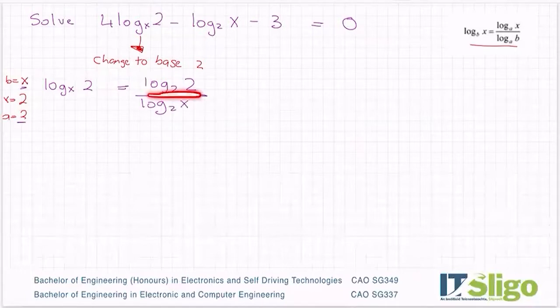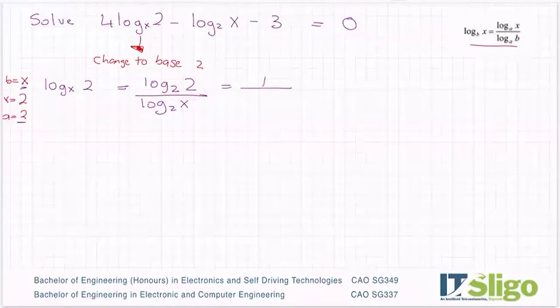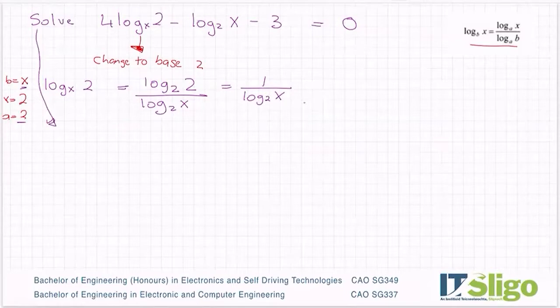Log to the base 2 of 2, when the base number and what you're taking the log of match, you get 1. So it's 1 over log to the base 2 of x. I'm going to sub that back into this equation. So now I write this with base 2, which is what I wanted to do: 4 times 1 over log to the base 2 of x minus log to the base 2 of x minus 3 equals 0.